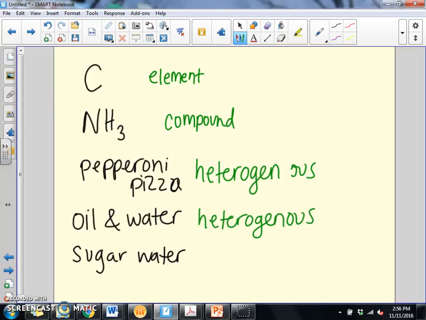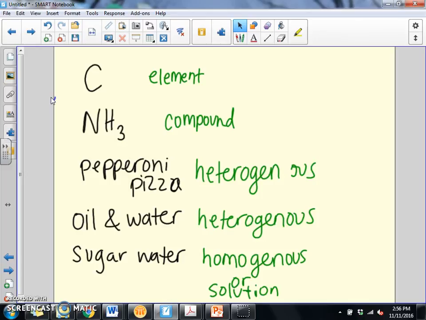If I have sugar water, though, I know that when sugar dissolves in water, I can't see it anymore. And if I can no longer see the individual components of the mixture, then that means it is homogeneous. We can also call it a solution. Homogeneous or solution. So you should continue to practice these at home.